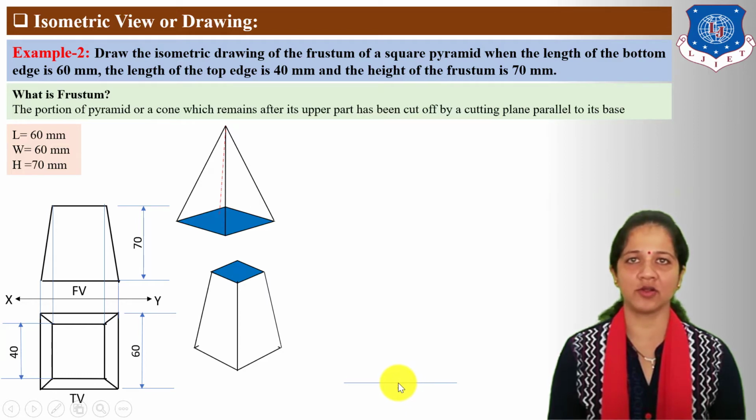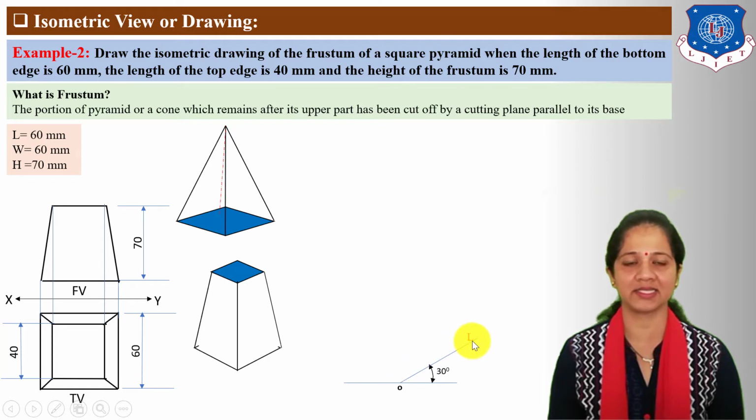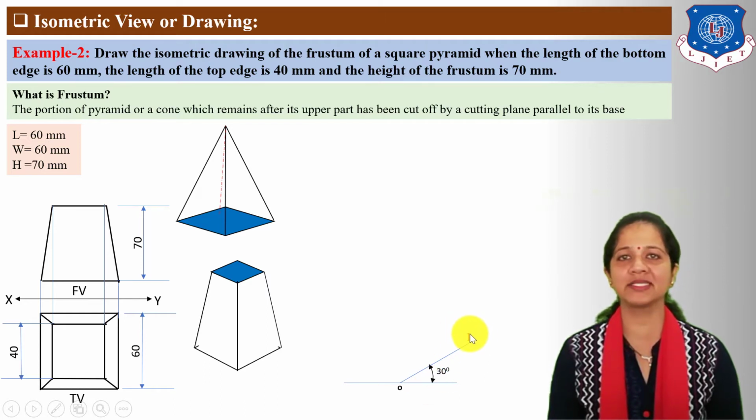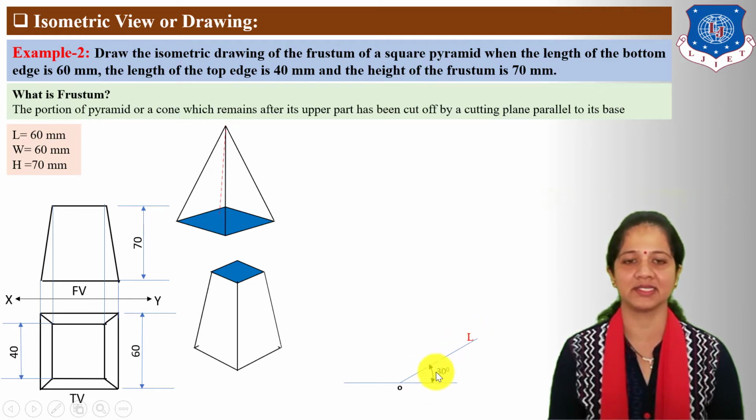Take point O on the horizontal reference line. From point O, draw the x-axis. The angle of the x-axis is 30 degrees from the horizontal reference. Take the maximum length on the x-axis.